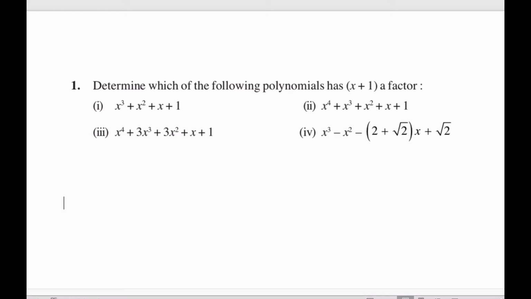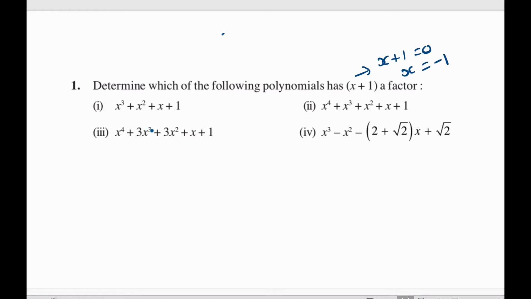Today we will be solving class 9th polynomials exercise 2.4. Now the first question says determine which of the following polynomials has x plus 1 as a factor. So in this we will simply first write x plus 1 is equal to 0, because if we use the remainder theorem and substitute the value of x as minus 1, and the whole equation becomes 0, that means x plus 1 is a factor of this equation.